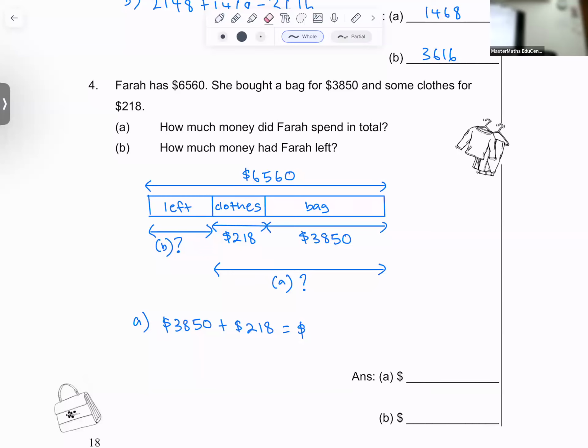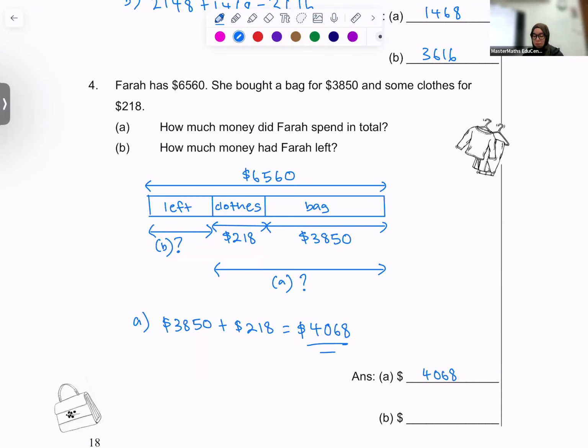What's your answer? Yes, very good. Exactly that. $4,068. Okay, everyone check your answer for part A. Okay. So be very careful because if you get part A wrong, you'll have the wrong number to minus in part B. Okay. So this is our answer for part A.